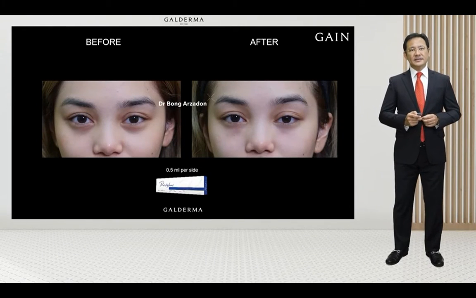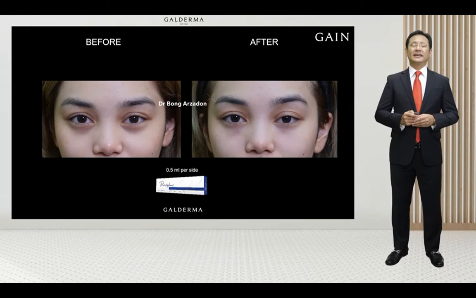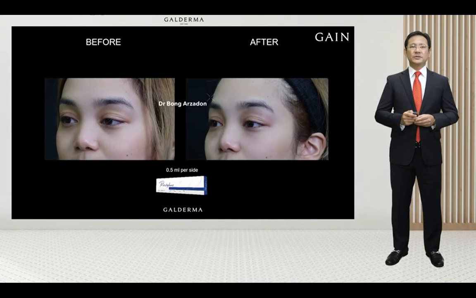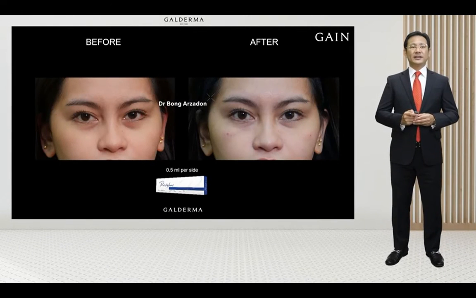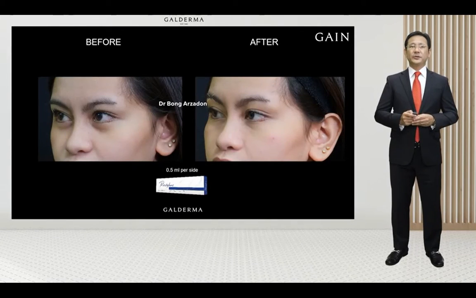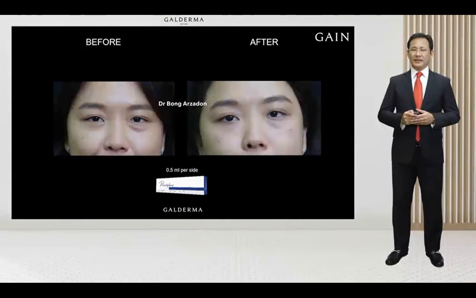The second case, with the front view of the patient using the needle technique. These are quarter views with the needle technique. Another patient using the cannula technique. This is her quarter view. And finally, the front view, again with a cannula and looking up.